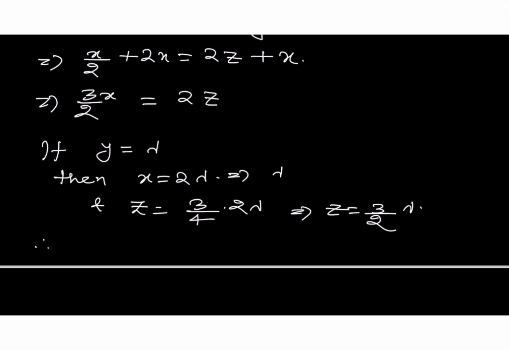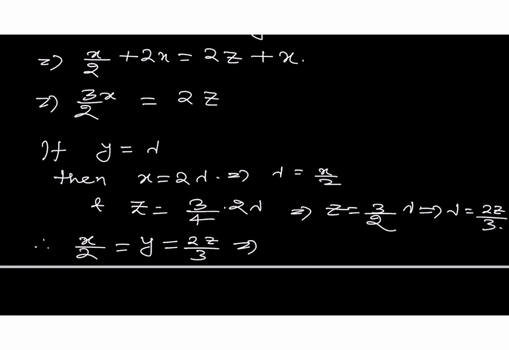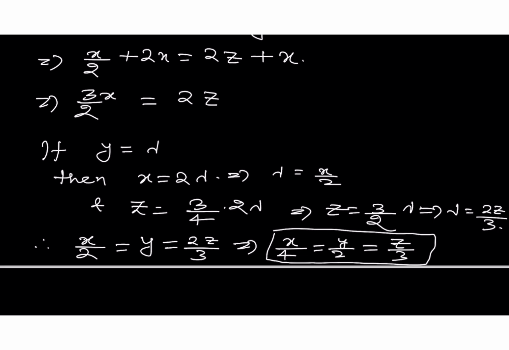So λ is equal to x/2, and from here λ is equal to 2z/3. So therefore x/2 is equal to y is equal to 2z/3, or if I divide by 2, then it will become x/4 is equal to y/2 is equal to z/3, right? Which is the required ratio.